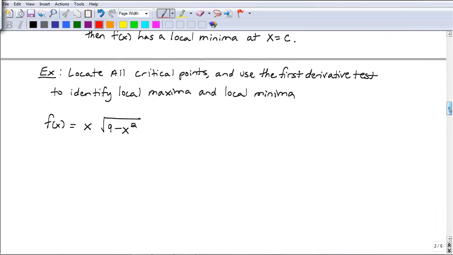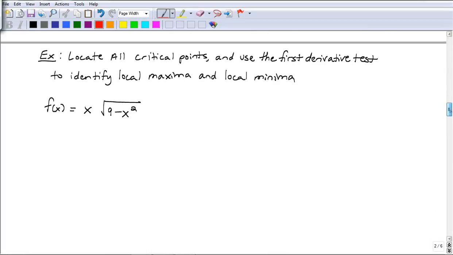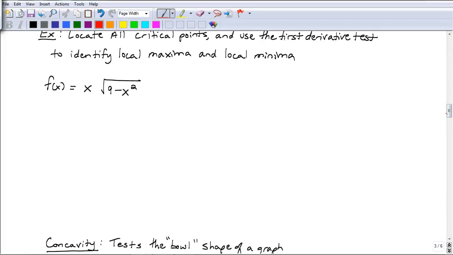So here's an example of this. Locate all critical points and use the first derivative test to find the max and min. So here I have x times the square root of 9 minus x squared, which is going to be a not very fun derivative.